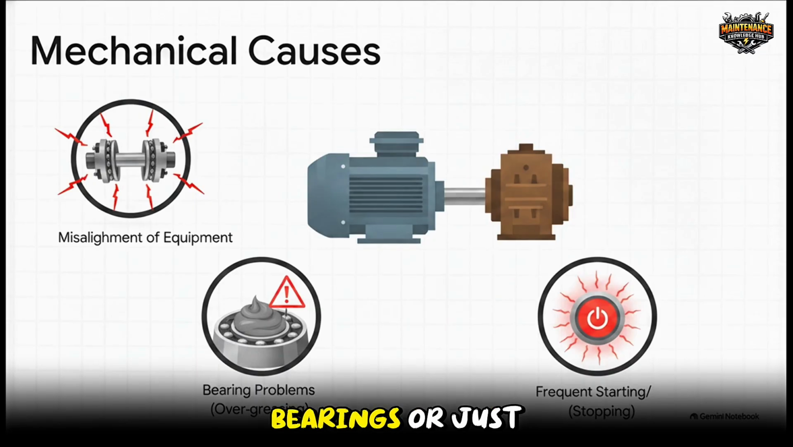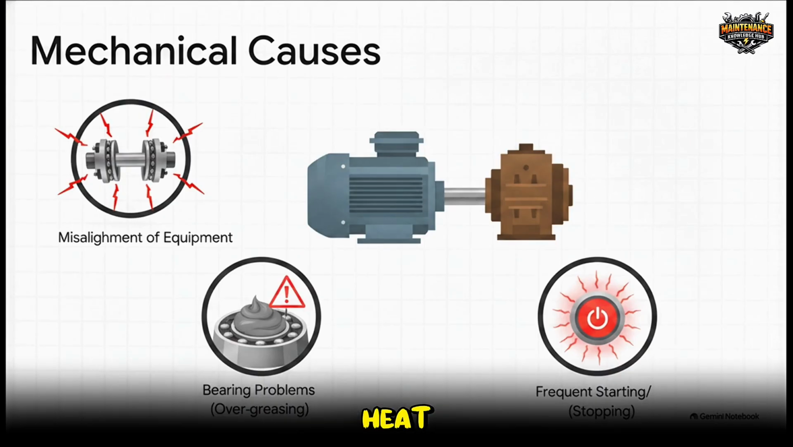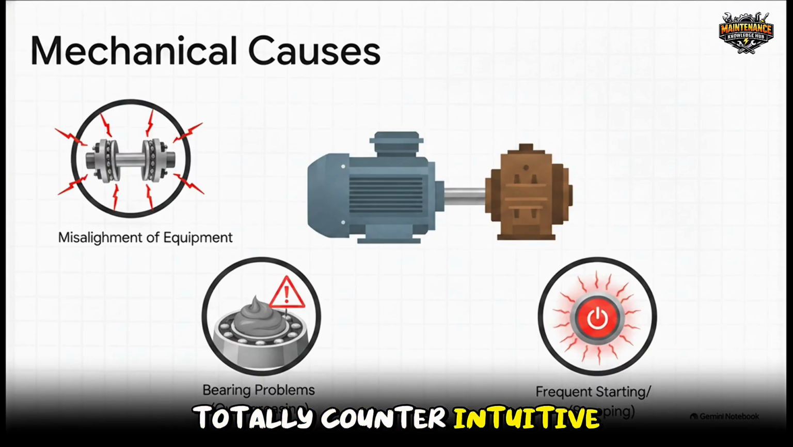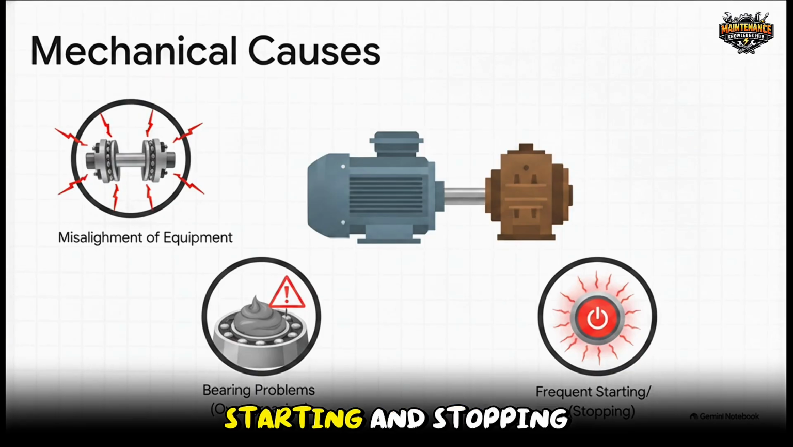Issues like damaged bearings or just poor shaft alignment between the motor and the driven equipment basically convert mechanical energy directly into destructive heat. And here's a totally counterintuitive fact. When a bearing gets hot, our first instinct is usually to just pump more grease into it, right? Well, actually, over-greasing can cause overheating. It's wild.